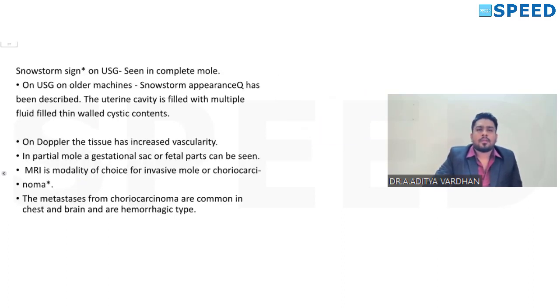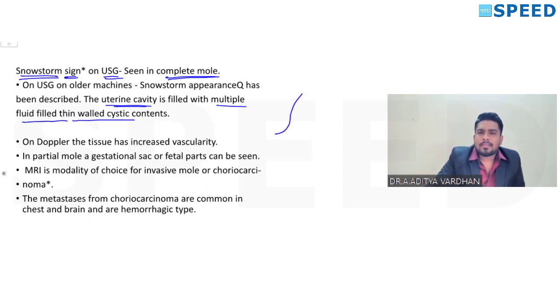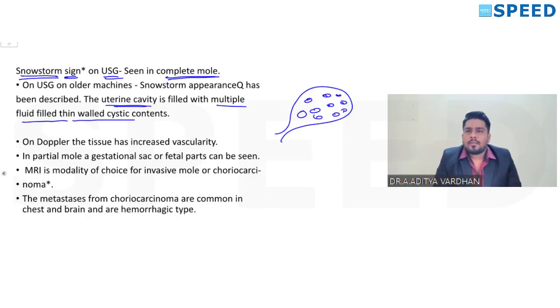Okay, let's discuss it. The point you must know at your level is that you will be able to appreciate the snowstorm sign on ultrasound. When I perform an ultrasound of the uterus, inside the uterus there won't be a fetus, right? It will be a mole, a molar pregnancy, hydatidiform mole. In a complete mole, I will be able to see the snowstorm sign. The uterine cavity will be filled with multiple fluid-filled thin-walled cystic contents, which will be black and white, right? It will appear like a snowstorm.